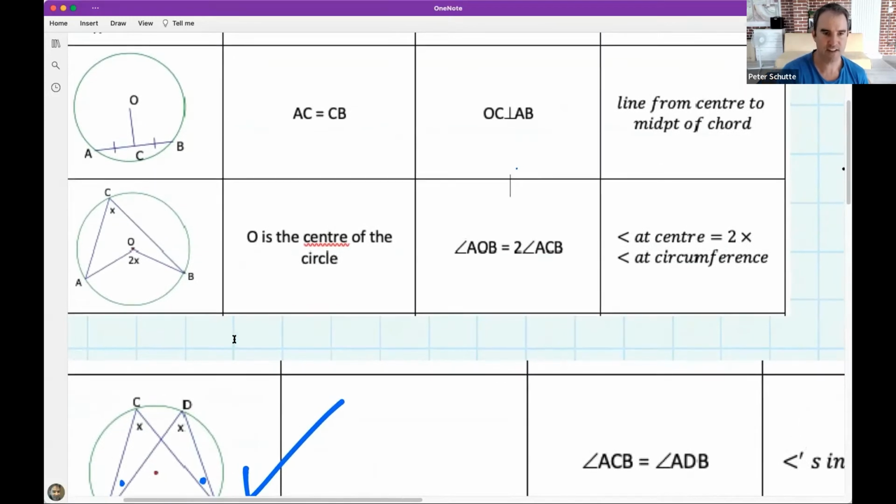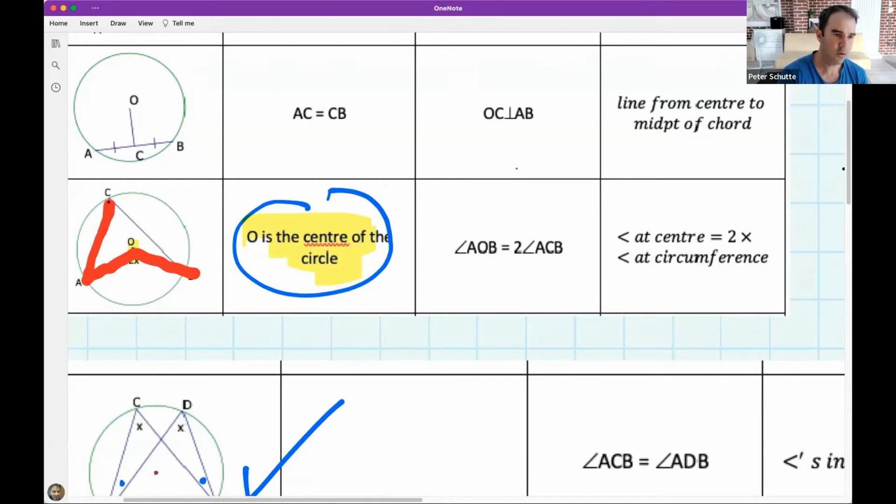If you have the center of the circle, right? So you have to have this. If O is the center of a circle, there's O. Now, the angle made at the center, which is this one over here, and the angle at the circumference using the same 2 points A and B have a relationship. And that relationship is that the angle AOB, the angle at the center, is twice as big as the angle at the circumference. That's why there's a 2 in front of the small one.